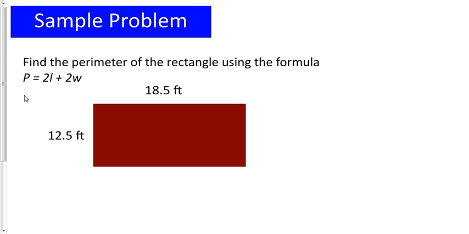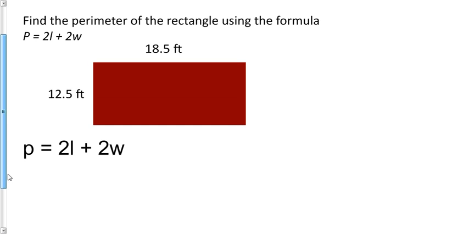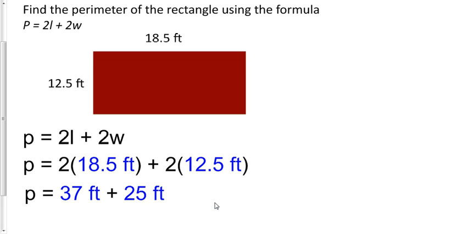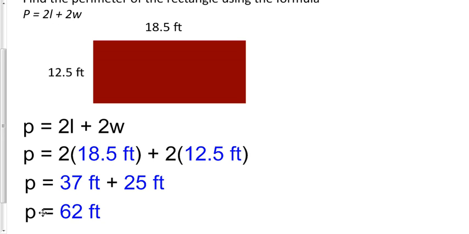Here I want to find the perimeter of the rectangle. I'm going to use the formula P equals 2L plus 2W. And to find the perimeter, I rewrite the formula. I substitute. The length is 18.5 feet. The width is 12.5 feet. Next, using the order of operations, I'm going to multiply 2 times 18.5 and 2 times 12.5. And finally, the perimeter is 62 feet.